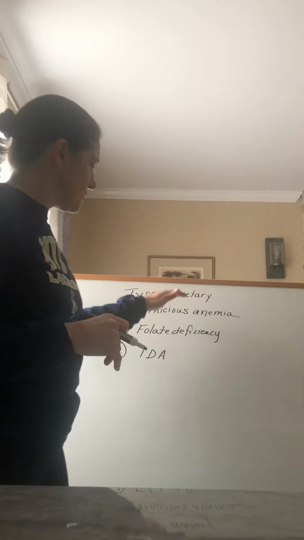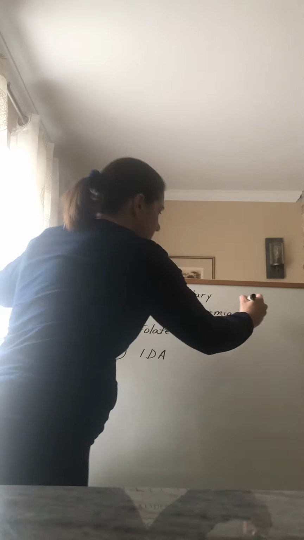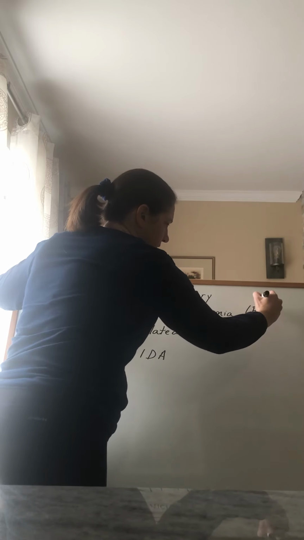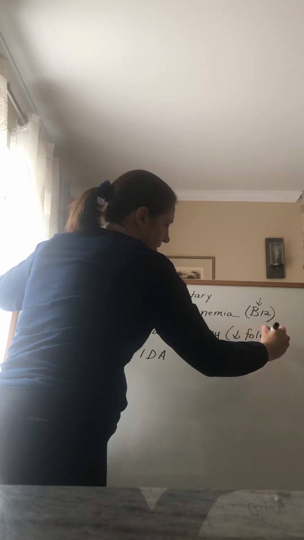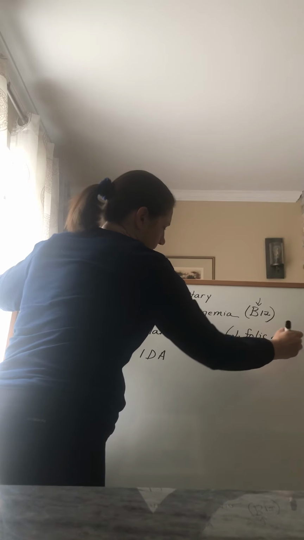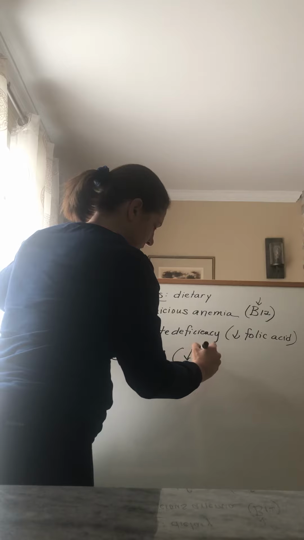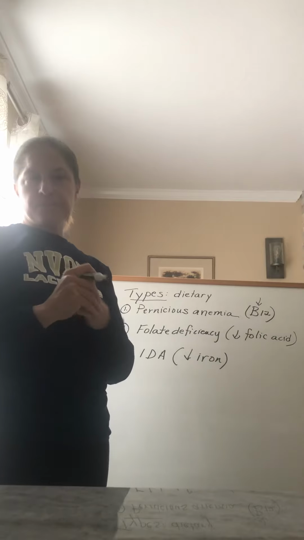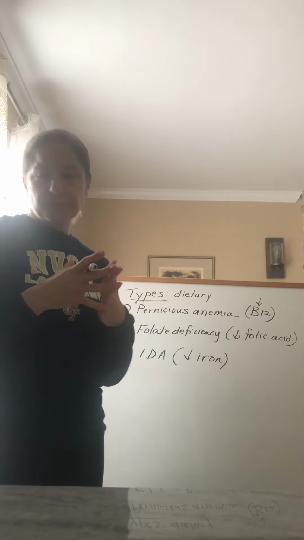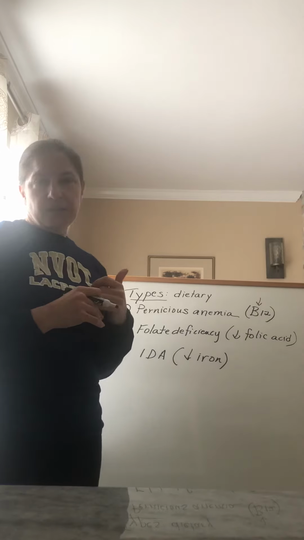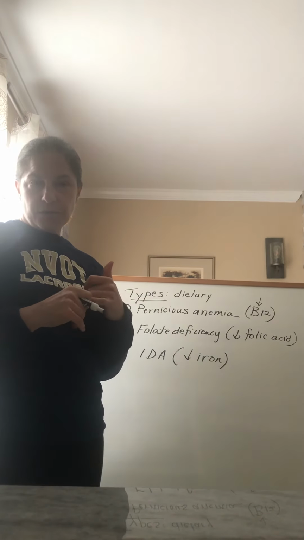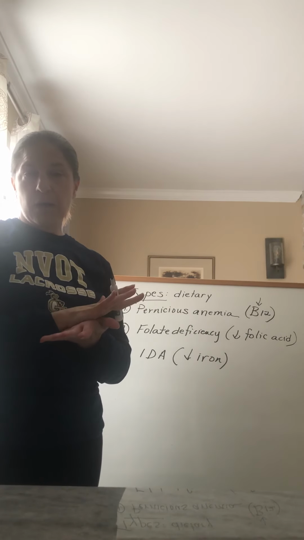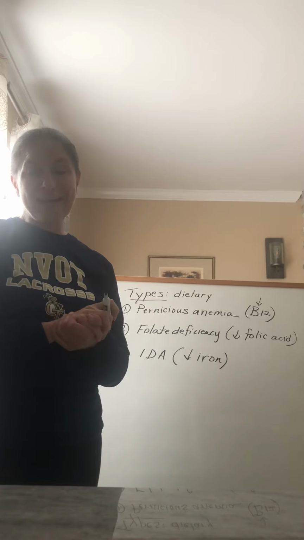Okay, so first off, pernicious anemia is a deficiency in vitamin B12. Folate deficiency would be a reduction in folic acid. And then IDA is a decrease in dietary iron. Okay, so let's break down where these can come from. Very often pernicious anemia or decrease in B12 can be attributed to gastritis, whether it's an autoimmune condition or the patient has gastritis associated with something like alcohol intake.